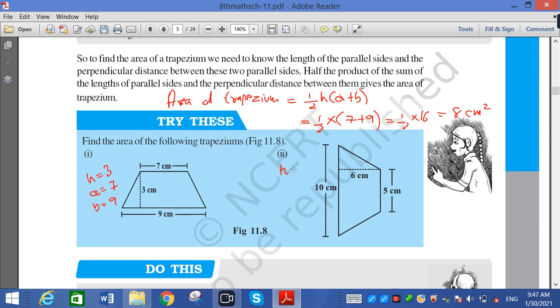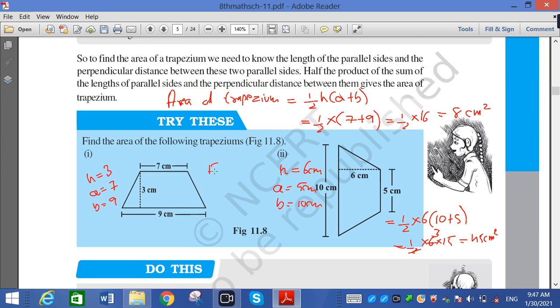Again here, what is the height? H is equal to 6 centimeter, A is equal to 5 centimeter and B is equal to 10 centimeter. So the formula is 1 by 2 into 6 into bracket 10 plus 5, that is 1 by 2 into 6 into 15. We can cancel it by 3. That is 45 centimeter square.